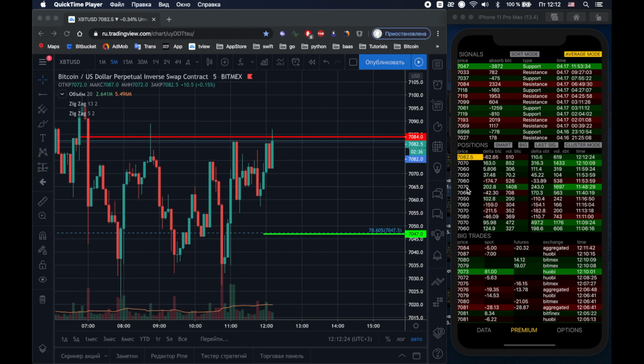So on 7070 at 11:48, 1400 Bitcoins were sold. And 202 more Bitcoins were purchased. So that's 202 more Bitcoins. Same here. 243 more long ones. So this way we can see the long-short dynamics here.